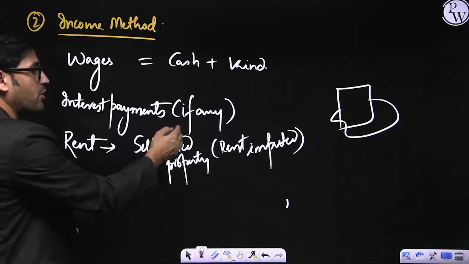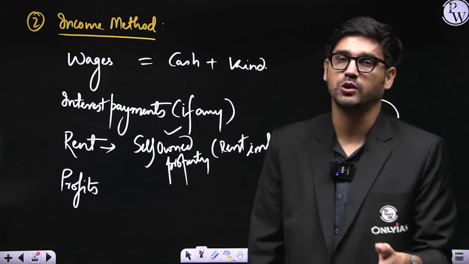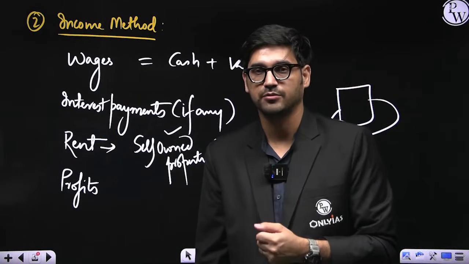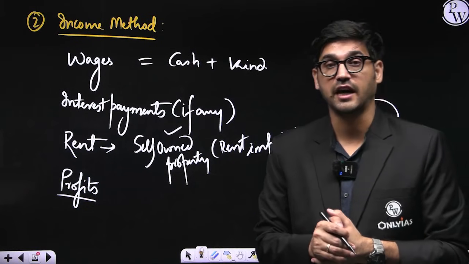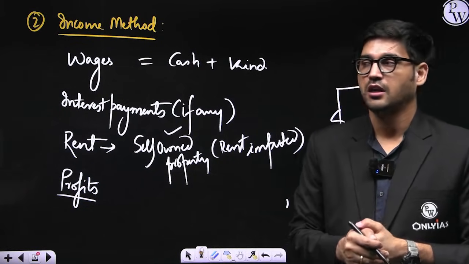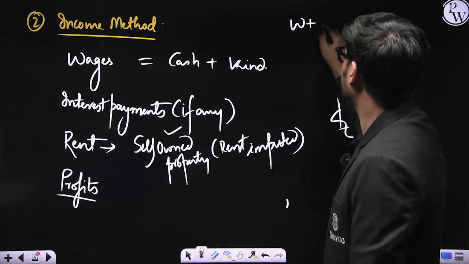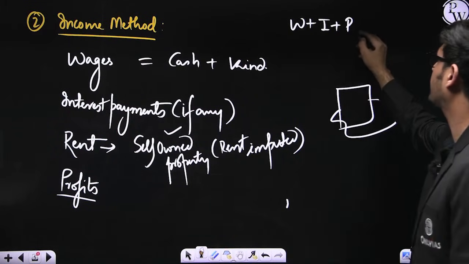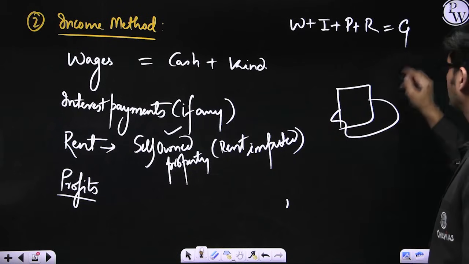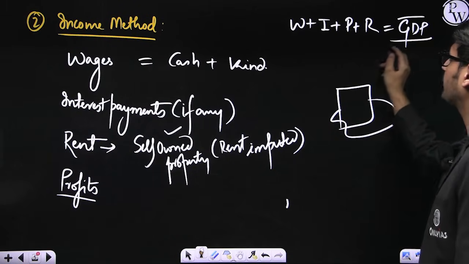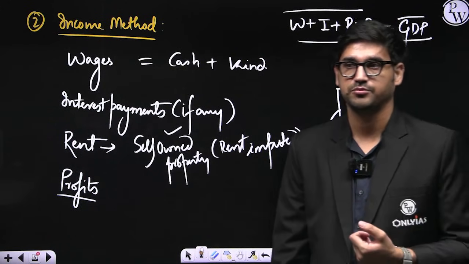For self-owned property, the value of rent is imputed, while for property which does not belong to you, quite obviously you will have to pay a rent there. Similarly, we are going to ask the firms how much profits did they have to distribute. Now, each of these, wages plus interest payments if any, plus profits plus rent paid, this should also total to the GDP of an economy. This method is called the income method.